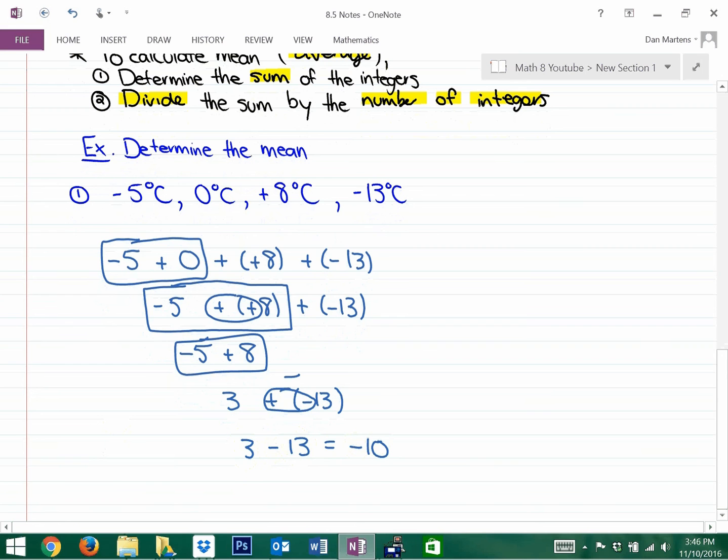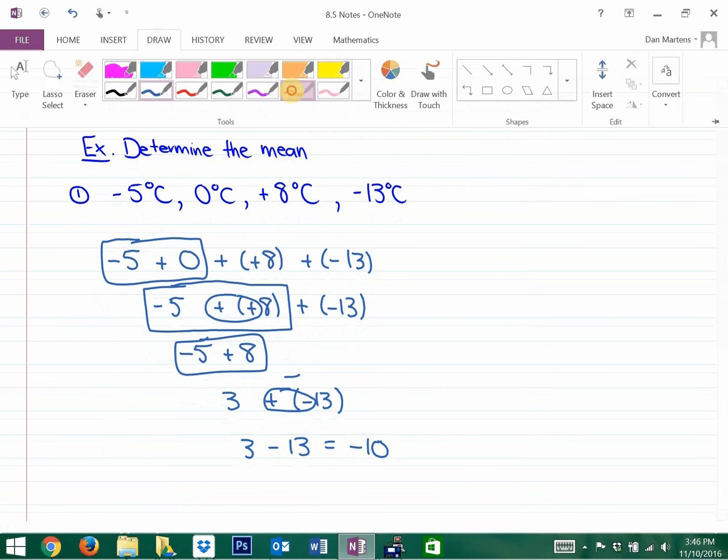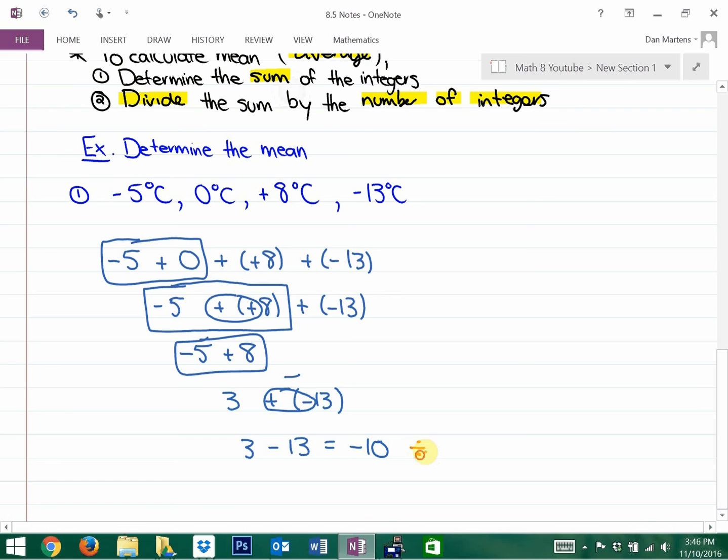and that's equivalent to negative 10. Okay, so that's the sum, and now what we need to do is divide that sum by the number of integers. So divide that by 4, negative 10 divided by 4. The average daily temperature is negative 2.5 degrees Celsius out of those 4. Okay?